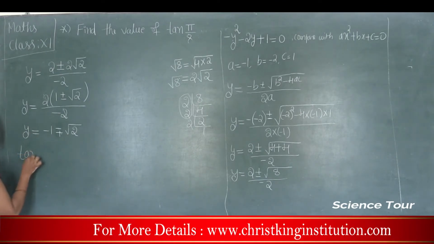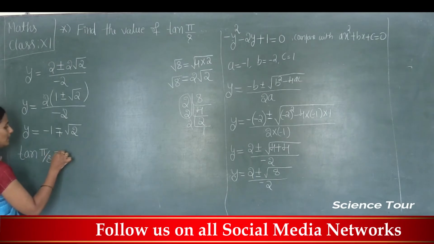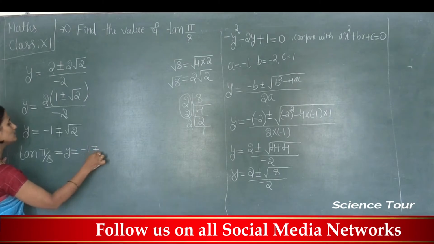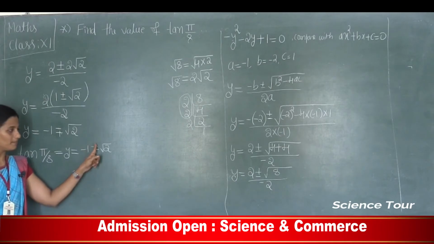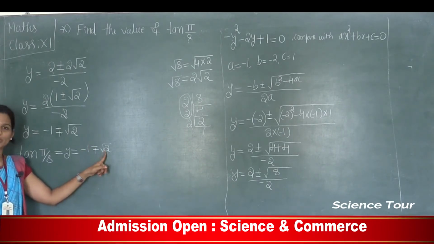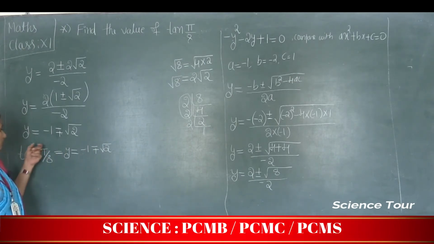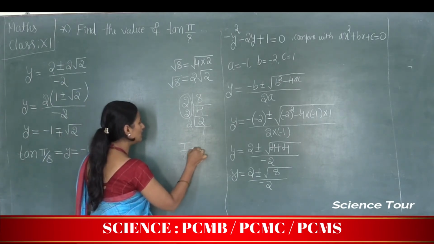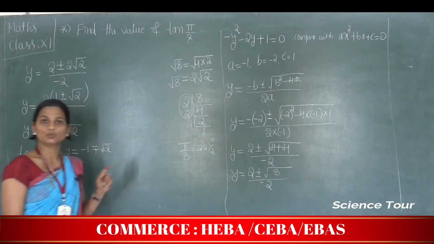Y is tan pi by 8, right? We took y is equal to what? Tan pi by 8. So tan pi by 8 is equal to y, which is equal to minus 1 minus or plus square root of 2. Now here we have two options, minus 1 minus or plus or minus square root of 2. There are two options. Now which one to select? That depends on the value of tan pi by 8. Pi by 8 means how much? Already I calculated, it is 22.5 degree. Correct, no? Pi by 8 is 22.5 degree.